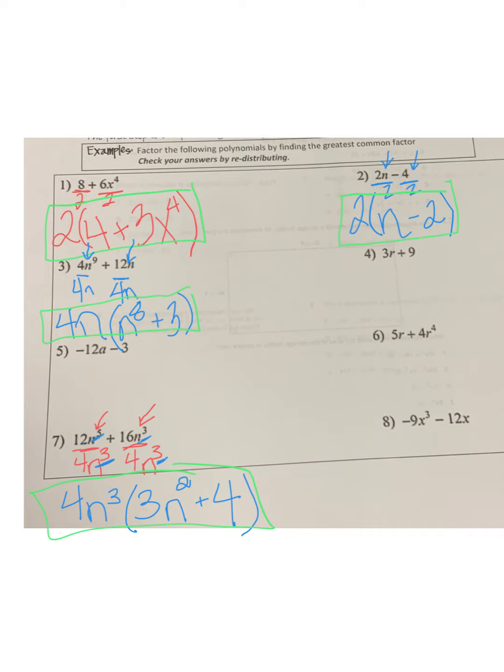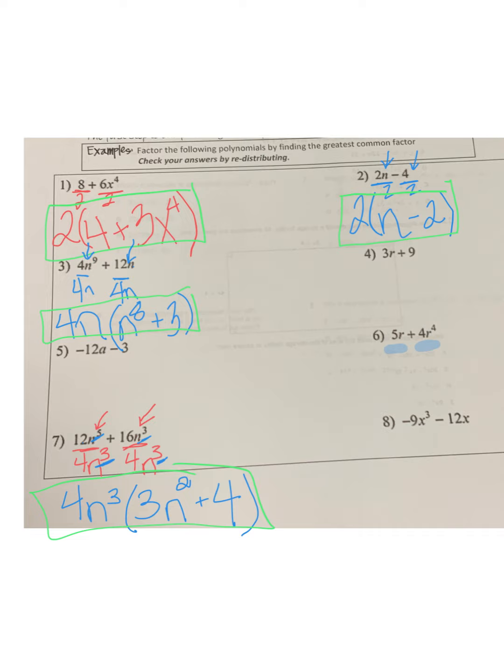Una más. One more. Y'all know. One more. All right. Let's see. On number 6, I have 5r and 4r to the power of 4. What can I take out of both of those? Can I take out a 2? No, 2 can't go into 5 evenly.